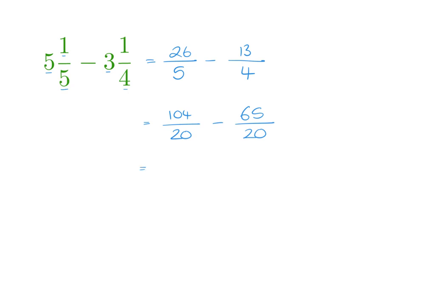Now I have the same denominators, I can subtract my numerators. So I'm going to do 104, subtract the 65, and this is going to give me 39, and my denominator is going to stay the same.